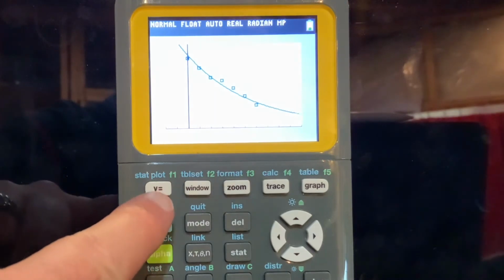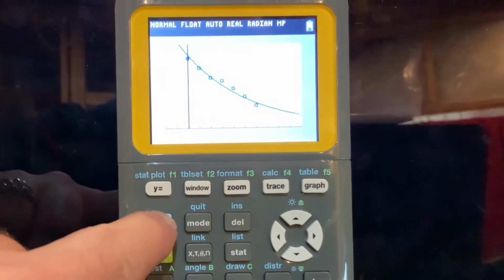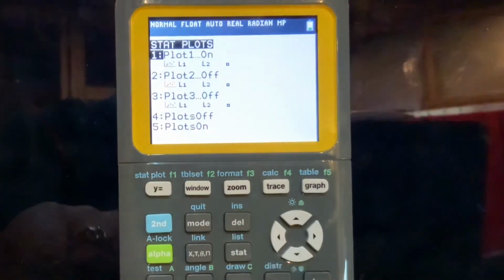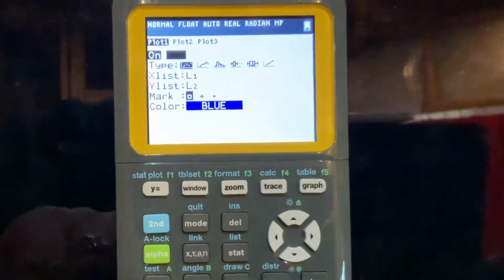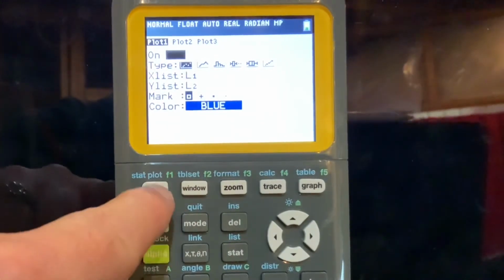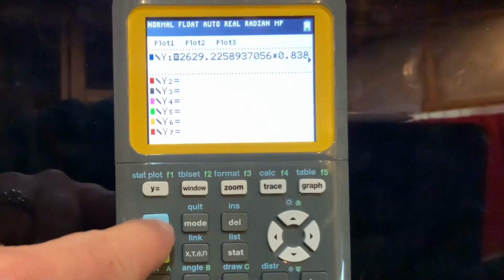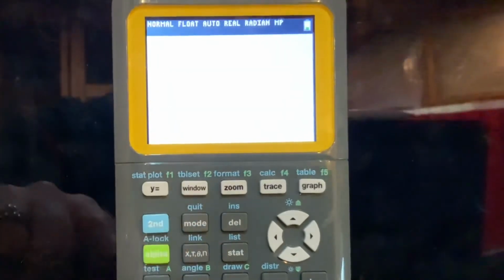Make sure when you're finished with this, go back to second stat plots and make sure you turn that plot off. Because if you don't, you're going to get to a point in the class where nothing's going to graph correctly. Won't graph at all, as a matter of fact.